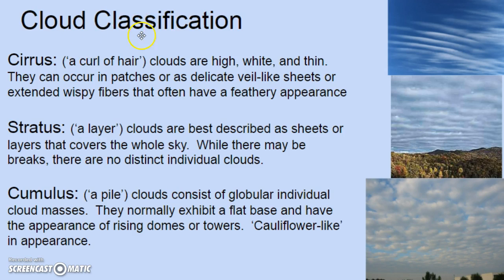So now we can start looking at clouds. A cirrus cloud is considered a curl of air. These clouds are high, white, and thin. They can occur in patches or as delicate veil-like sheets or extended wispy fibers that have a feathery appearance. Stratus clouds are very common. They are best described as sheets or layers that cover the whole sky. While there may be breaks, there are no distinct individual clouds; they all kind of run into one another. And cumulus clouds are a pile of clouds that consist of globular individual cloud masses. They normally exhibit a flat base and have an appearance of rising domes or towers. They can be considered cauliflower-like or cotton ball-looking in appearance.